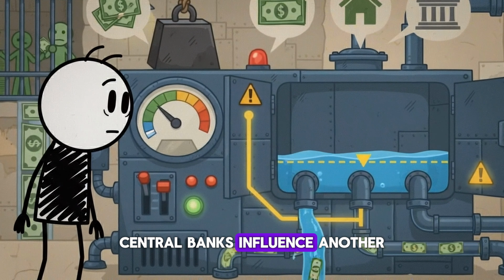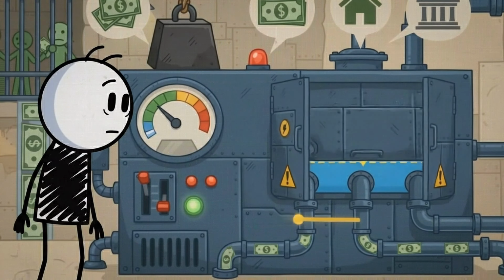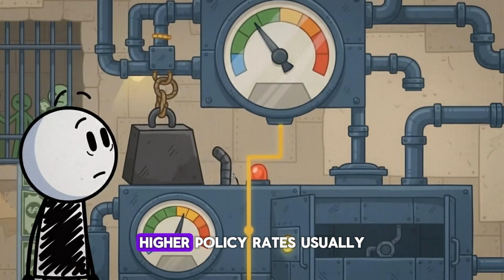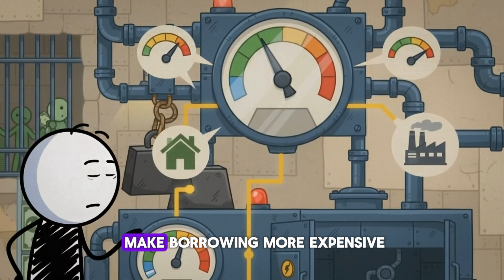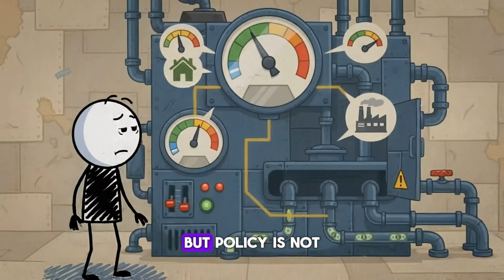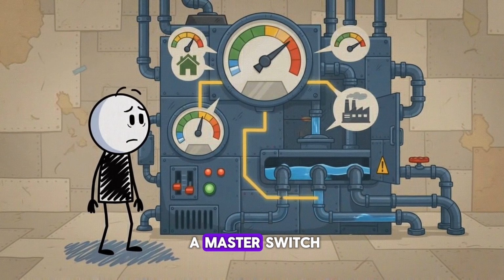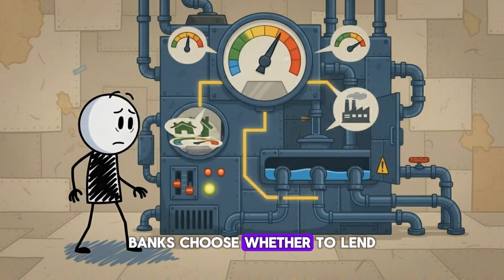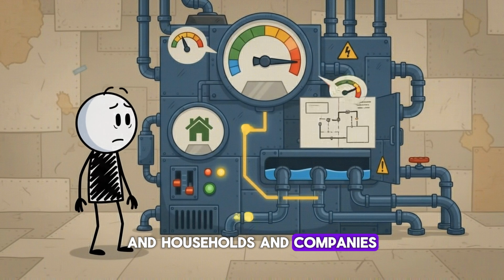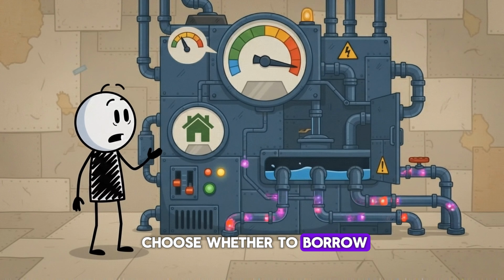Central banks influence another major constraint: the price of credit. Higher policy rates usually make borrowing more expensive. But policy is not a master switch. Banks choose whether to lend, and households and companies choose whether to borrow.